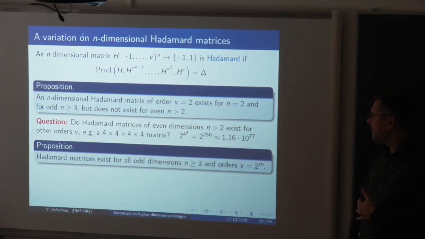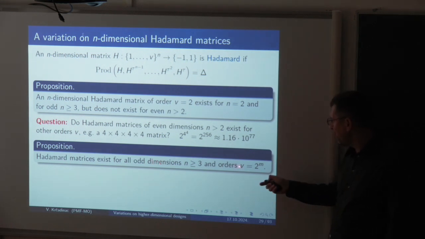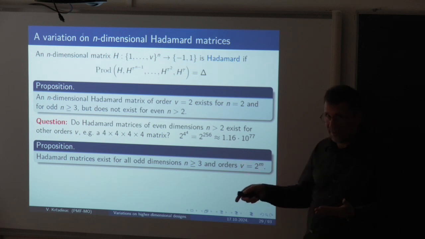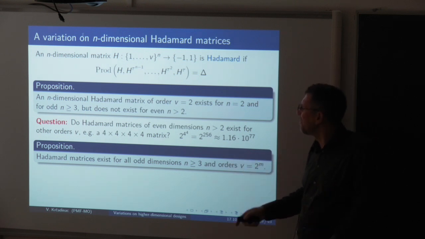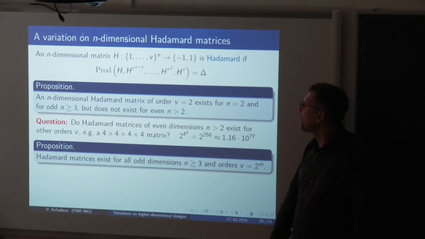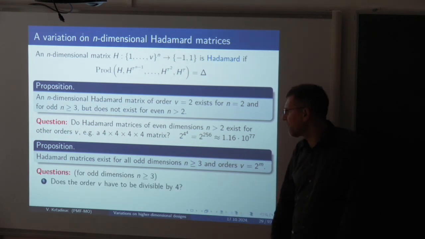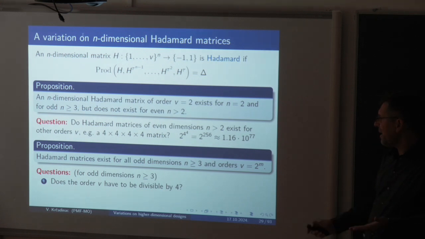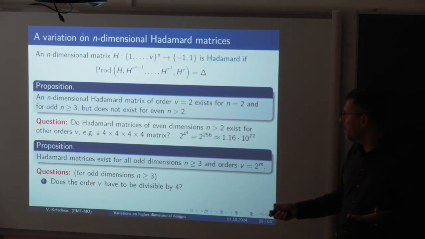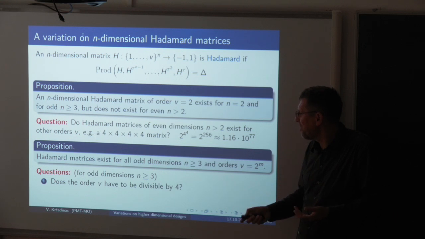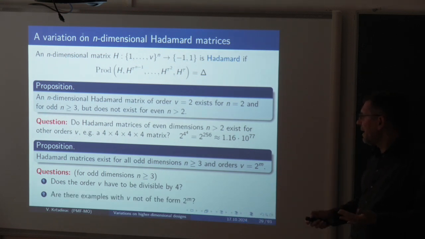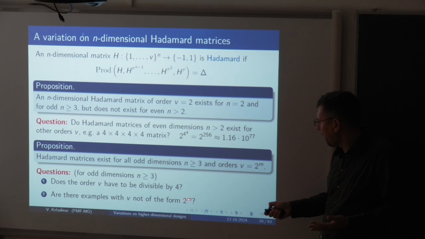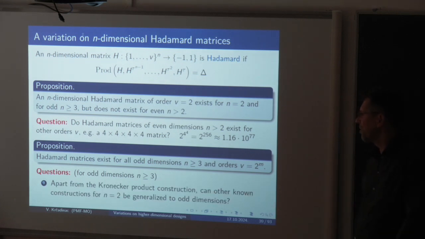The other thing they proved in their paper is that for odd dimensions and for orders that are powers of 2, they do exist. This is just the same as Sylvester's construction. We have an n-dimensional version of the Kronecker product and it works. But a question would be, for odd dimensions, does the order have to be divisible by 4? There is not even a claim in their paper, so this would be a natural question. And are there any examples where the order is not a power of 2? This is the next natural question.